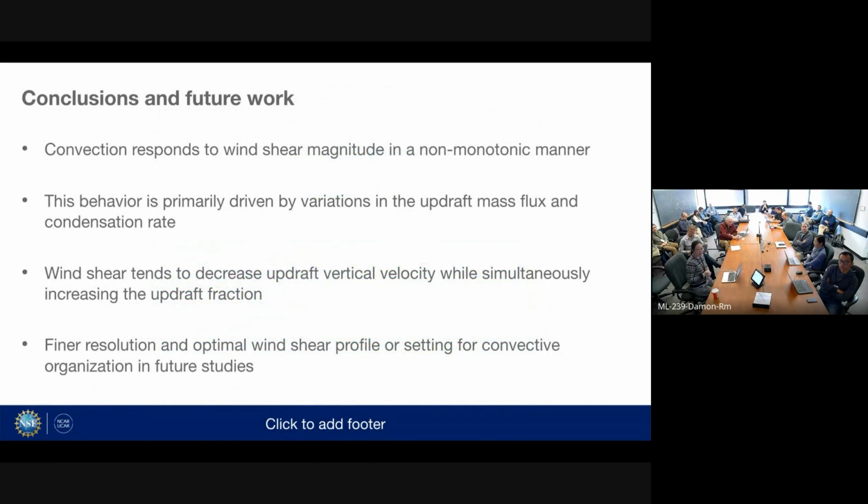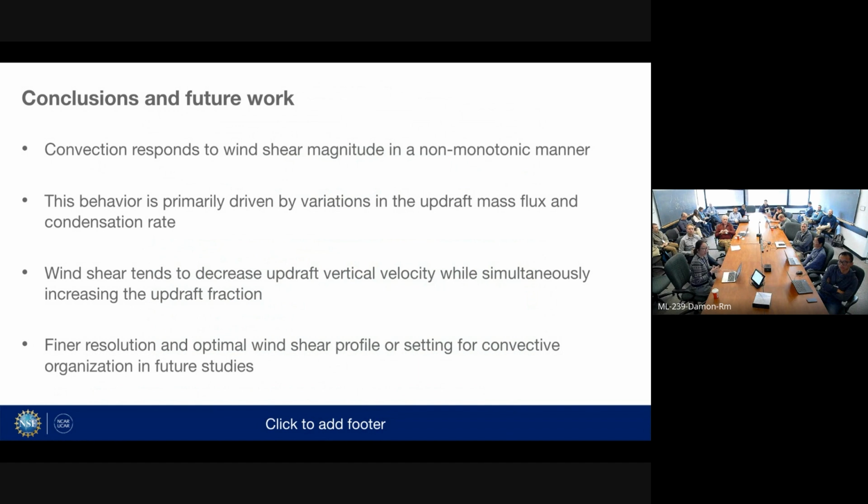So this is the conclusion. We observed non-monotonic behavior of the convective response with the imposed vertical wind shear. We think it is primarily driven by the updraft mass flux and condensation rate, and we also try to use the opposing mechanism between updraft velocity and updraft fraction to explain this non-monotonic behavior.